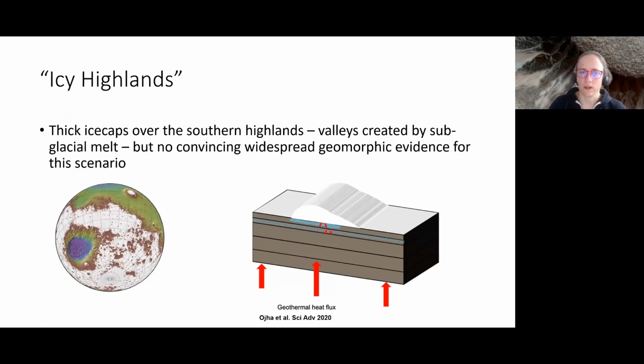And so the valley networks are actually formed underneath a giant ice cap. This is kind of the image of that, where the geothermal flux becomes elevated, and then you end up with melting underneath the ice cap.